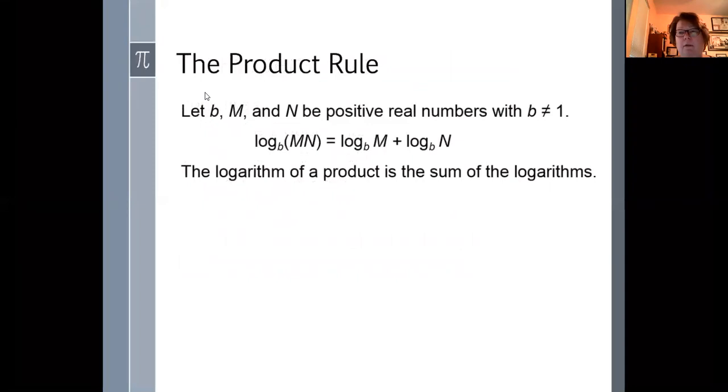The first property that we get is called the product rule. Let B, M, and N be positive real numbers, and again the base cannot equal the number 1. The log base B of the product of M and N, so the log base B of M times N, is equal to the log base B of M plus the log base B of N. So the logarithm of a product can be written as the sum of the logarithms.